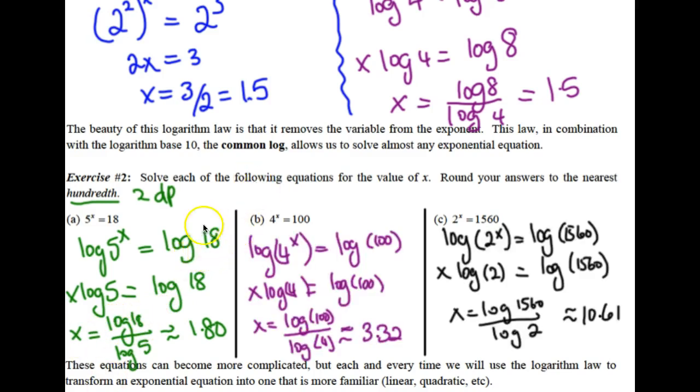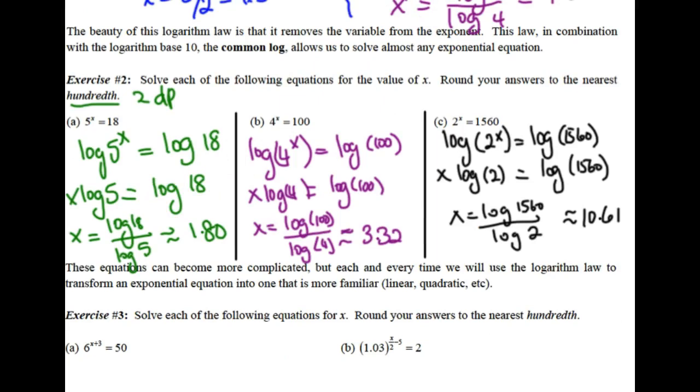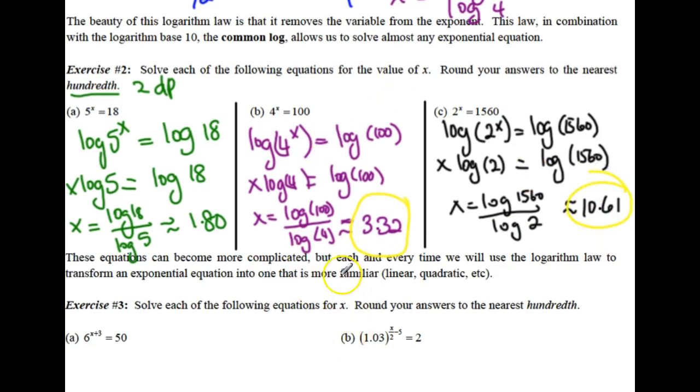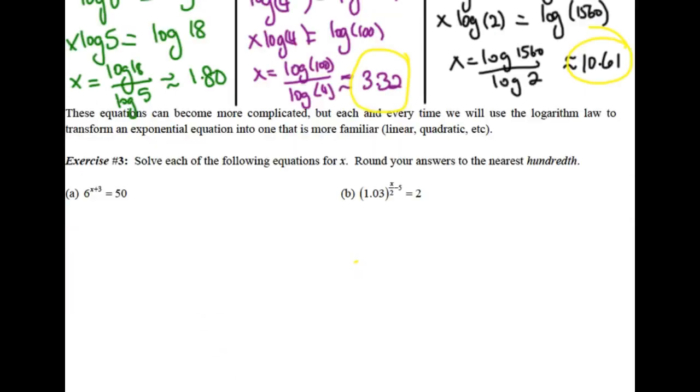If you had a chance to try B and C, you should have gotten 3.32 and 10.61. Now what we're going to do, it says these equations can be a little more complicated. As you know in math, everything gets a little more complicated. And every time you use the logarithm law to transfer the exponential equation into one that's very familiar. So don't get scared. You can do this. I am 110% sure that you all can get this done.